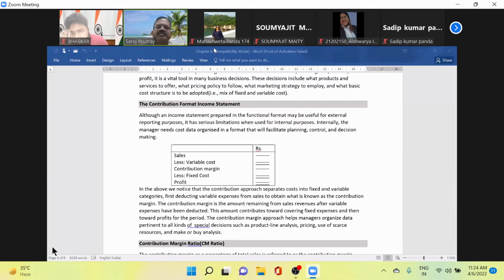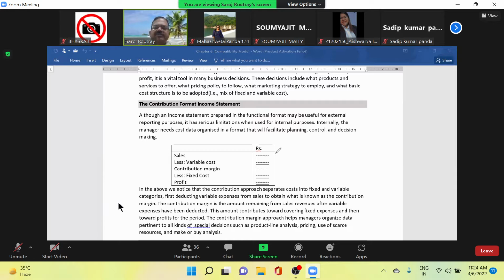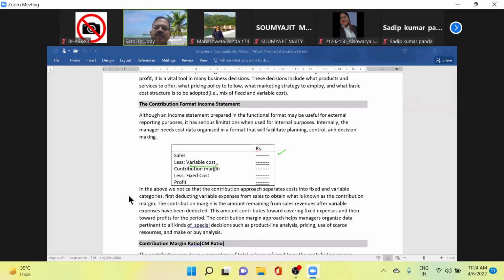So what we are doing in this format, we have sales first. From sales, we deduct variable cost. While deducting variable cost, we don't distinguish whether it is manufacturing or non-manufacturing. That means all variable costs are deducted. The difference you get is termed here as contribution or contribution margin. Like we have gross margin, here we have contribution margin. Then from contribution margin, you deduct the fixed cost, and that is your profit.